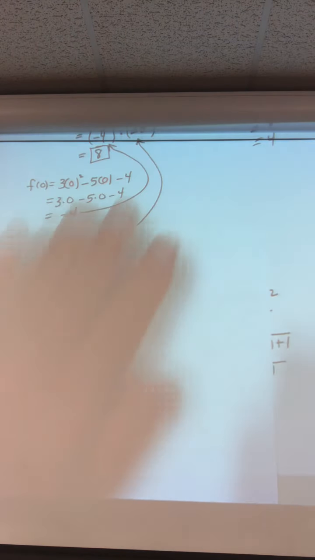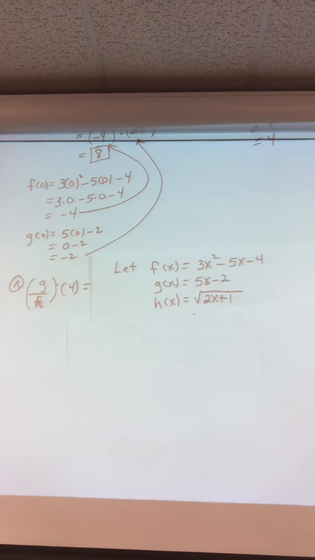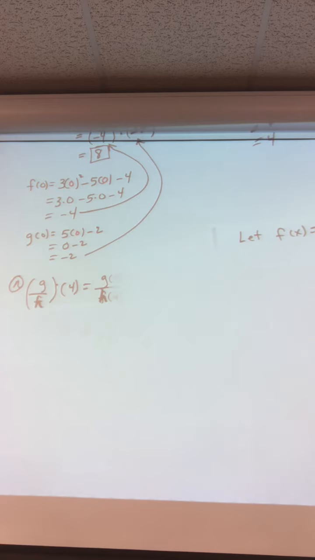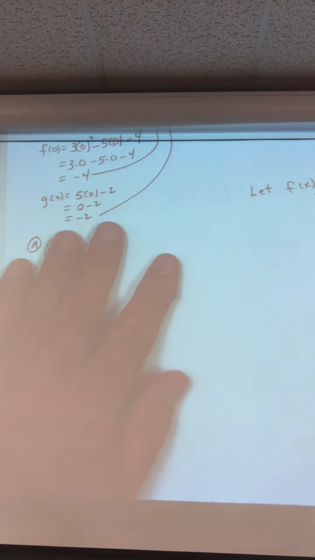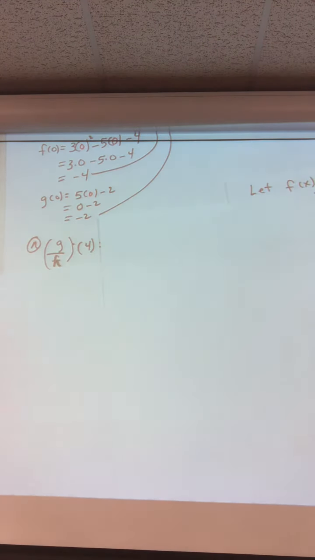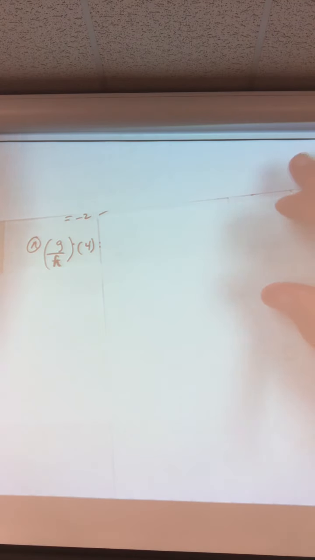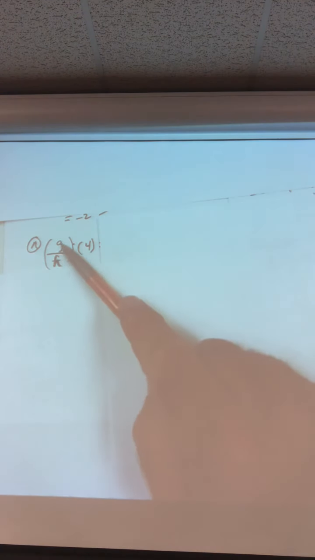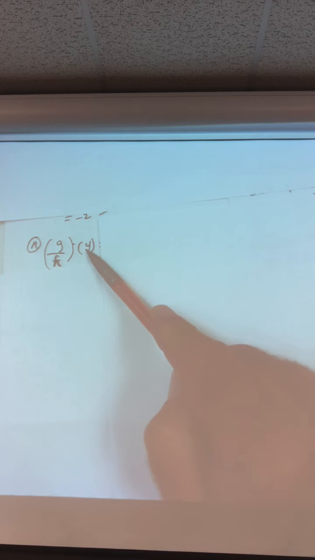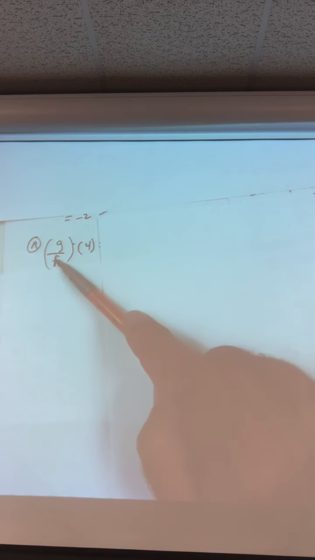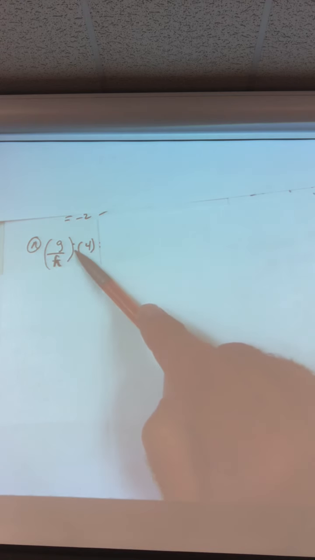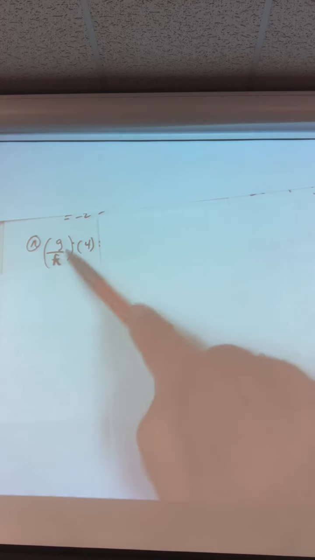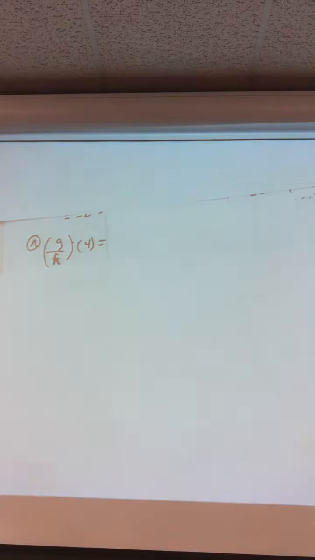All right, last example here. G divided by H of 4. So it would be G of 4 divided by H of 4. That's where that comes from.